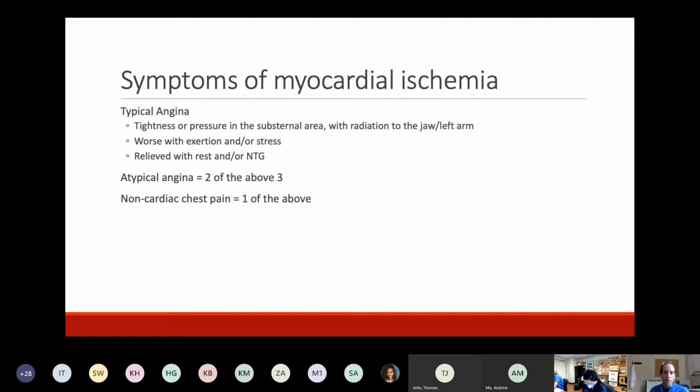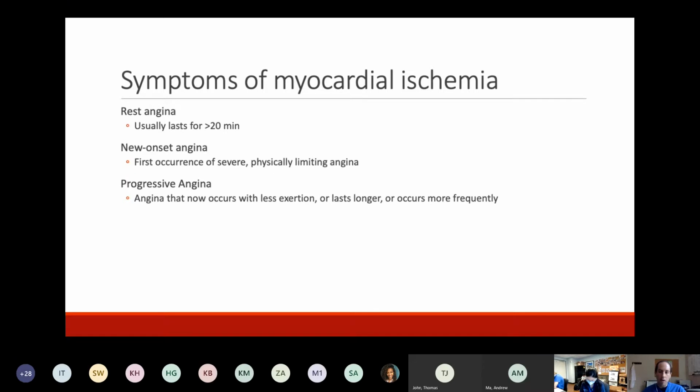We definitely want to know, if somebody's coming in with chest pain, is this similar to the chest pain you've had in the past? Is it occurring only when the person is under stress, emotionally or physically? And then does anything make it better? So classically, angina should get better with rest or nitroglycerin. And again, for the formal definition of typical angina, you need to have all three of those criteria. If you have any two, we can call this atypical angina. And if you have just one of them, we call it non-cardiac chest pain.